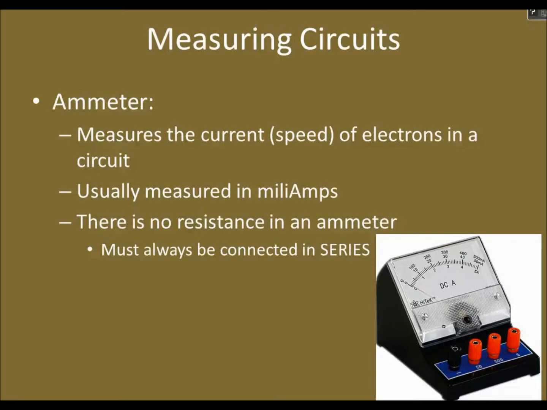How does a circuit know to shut off? Well, it shuts off by an ammeter. An ammeter will measure the current or speed of electrons. This is what your ammeter looks like. It measures in milliamps, and there's really no resistance in an ammeter, so it always has to be connected in series. So like this.